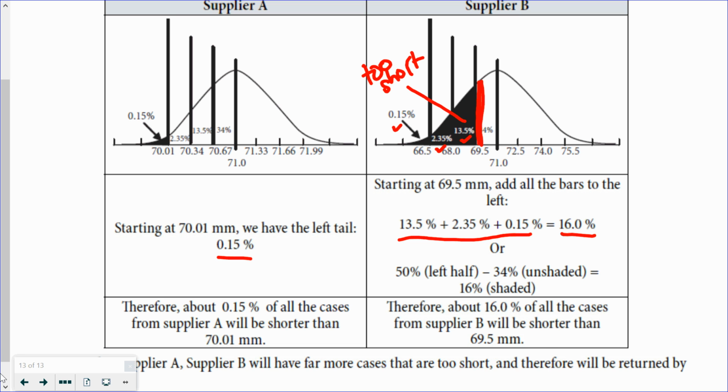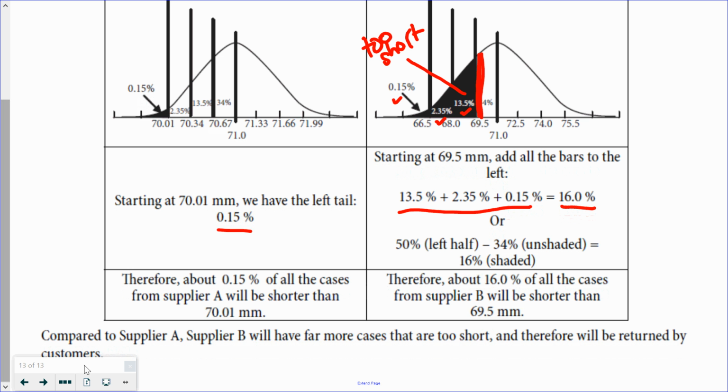So this is why you'd probably want to go with supplier A, because supplier B will have far more cases that are too short and therefore will be returned by customers or hopefully wouldn't have been sold at all. So that's the end of the lesson.